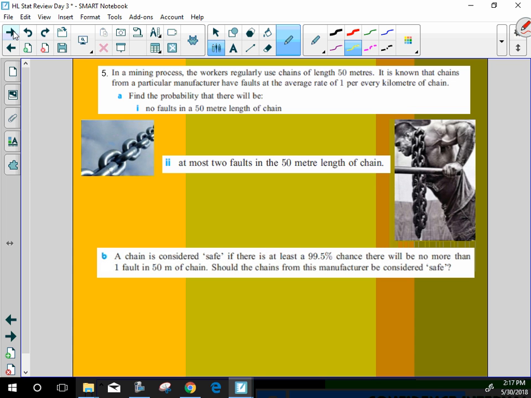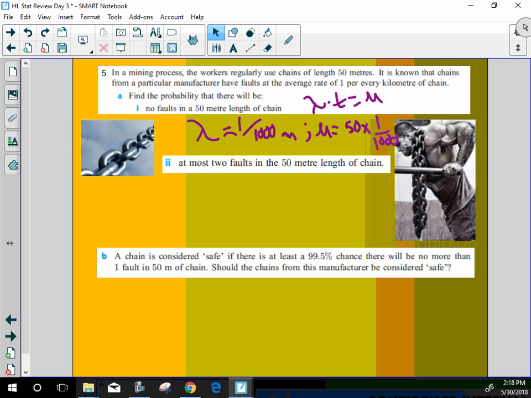In a mining process, the workers use chains of length 50. It's known that chains from a particular manufacturer have faults, 1 per kilometer. When you see that 1 per kilometer, 1,000 meters, what are we thinking? What's that equal to? Lambda, right? That's your lambda. So what's mu going to be for 50 meters? 50 times 1 over 1,000. Remember, lambda times t is equal to mu.